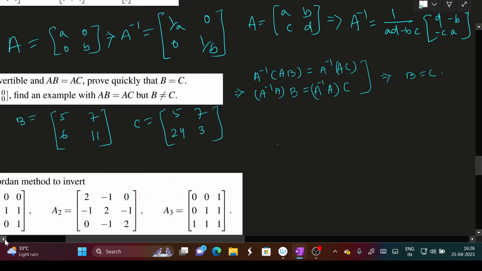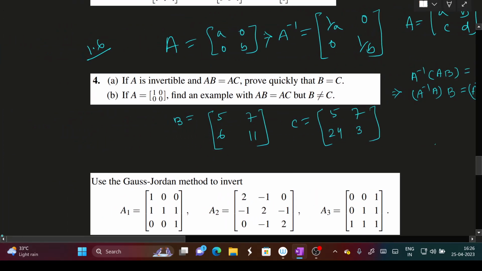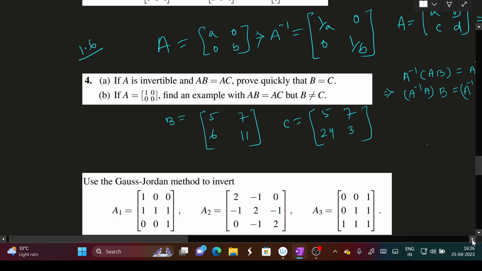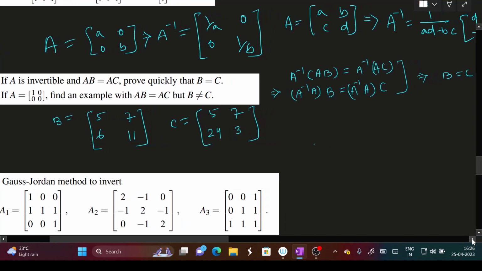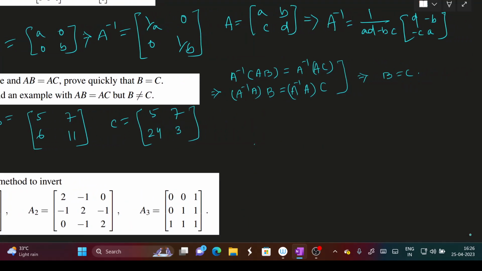Let us discuss question number 4. A is invertible, it is given, and also given AB is equal to AC. Prove quickly that B is equal to C. Let us multiply A inverse on the left-hand side of both sides of the equation. Then by associativity of matrix multiplication, it is identity, and from these two identity matrices we get B is equal to C.